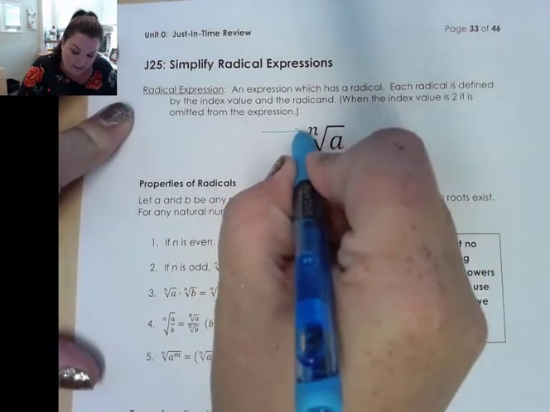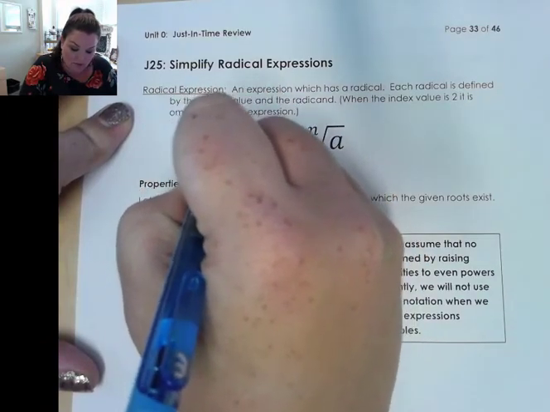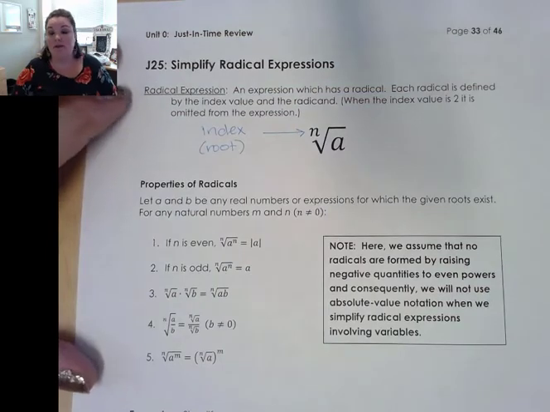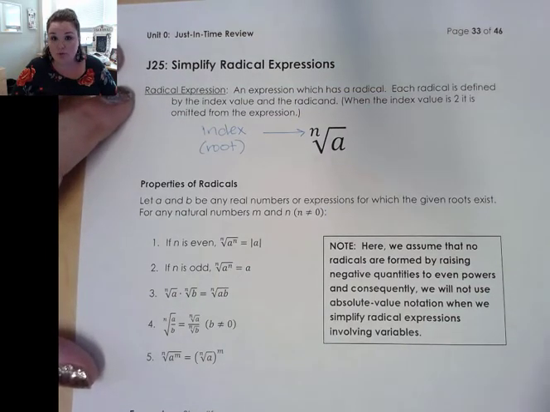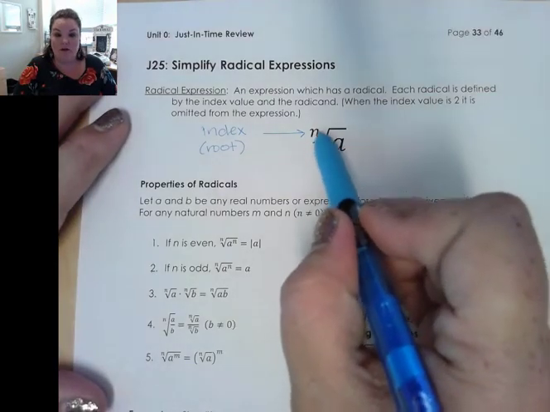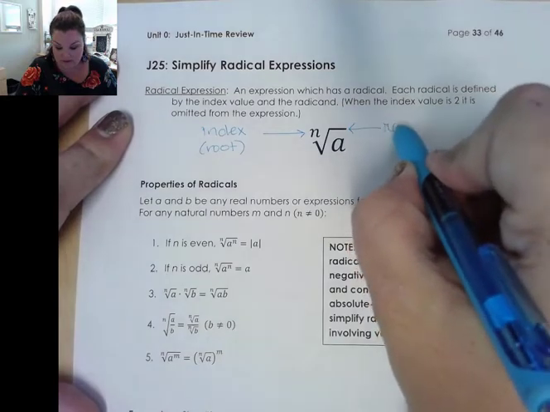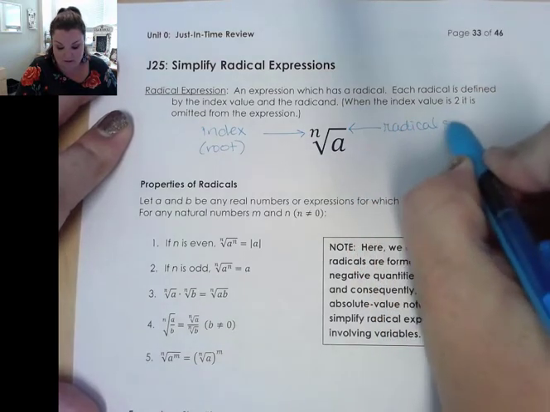This number right here is called our index number. It's also referred to as our root. So if we're talking about a square root or a cube root, we're talking about that little 2 or that little 3 that's written here in the crease of our radical symbol. This symbol, like I just said, is our radical symbol.